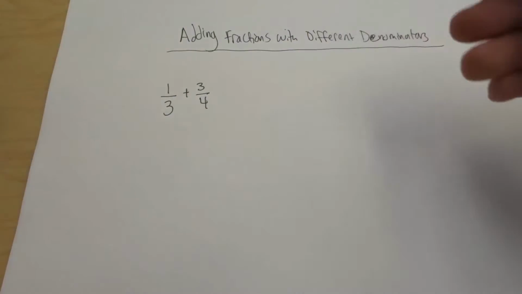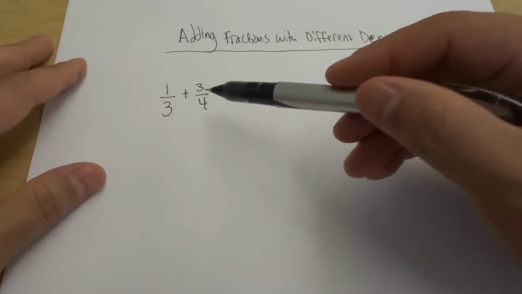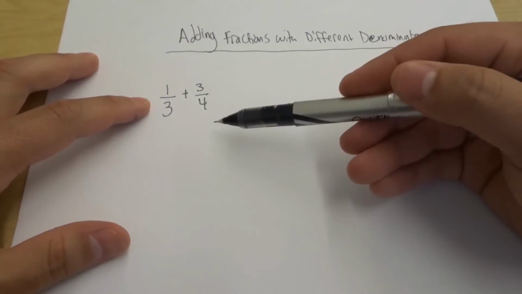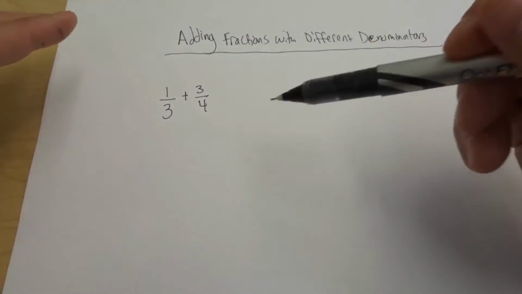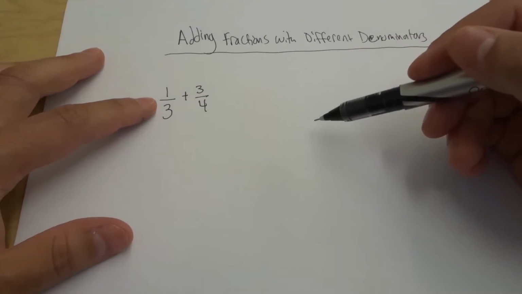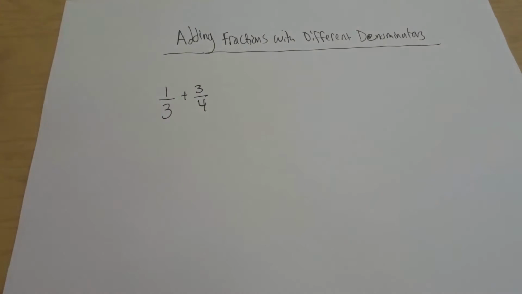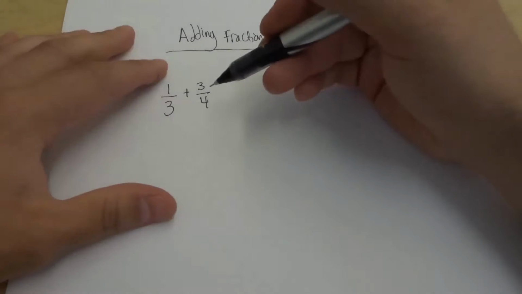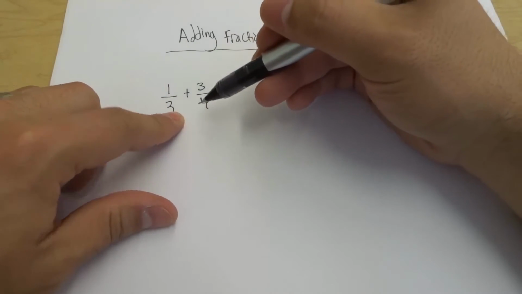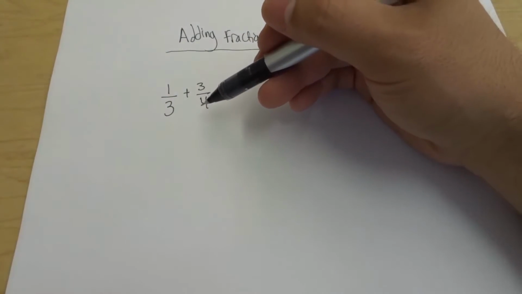So basically what you need to do is start off by making the denominators the same by finding the least common multiple for the denominators, and then you can actually add them together. So it's a two-step process. Step 1 is making the denominators the same. Step 2 is actually adding them together.